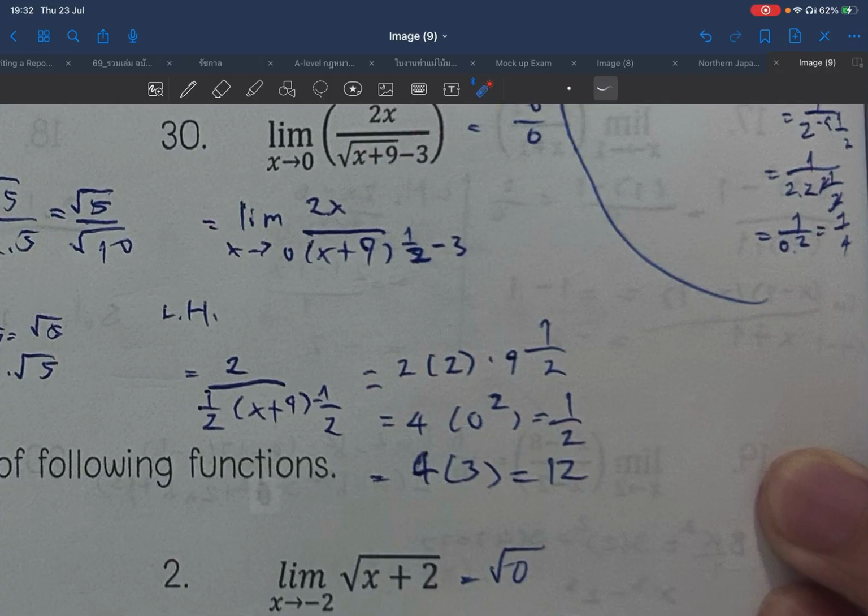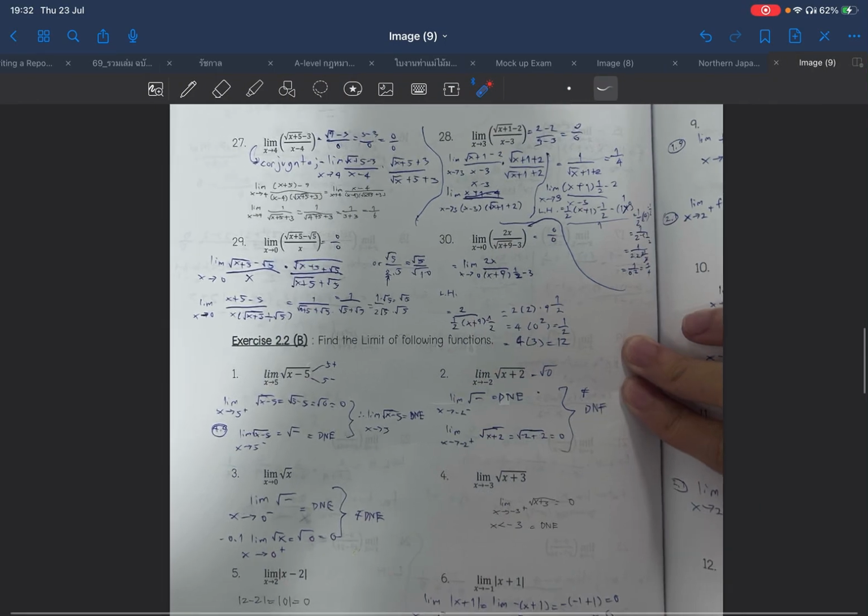So the method is to multiply with this and with 9 and 1 over 2. We'll get like this. So we'll get 1 out of 2. We cancel this out. And then we would get the number 3 in this bracket. So we will get 4 times 3 equals 12.